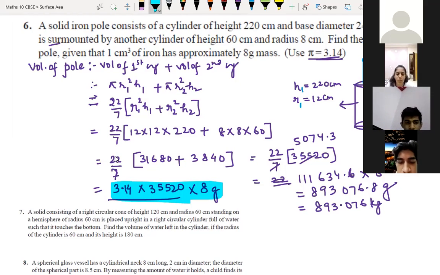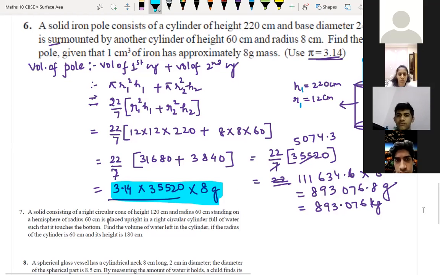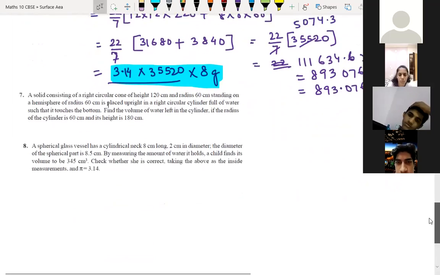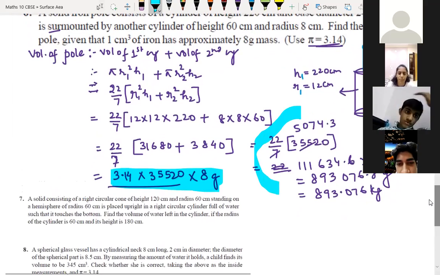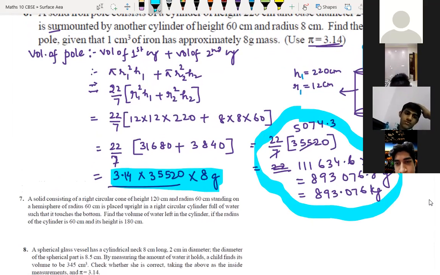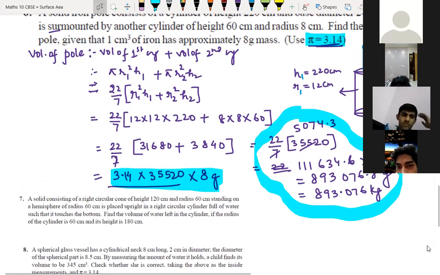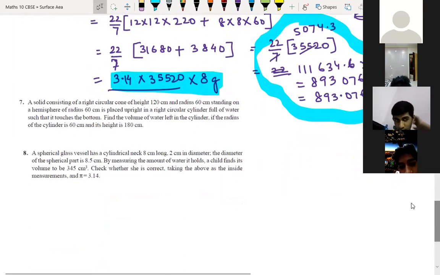Understood, everyone? Yes, sir. If we round up, sir, the difference comes bigger. Here you get the answer 893.076 kg. The real answer is 892.262 kg. That only you should get. We have not seen that the question asked for 3.14, that's why we did not do that. Okay, so the next question is question number 7.